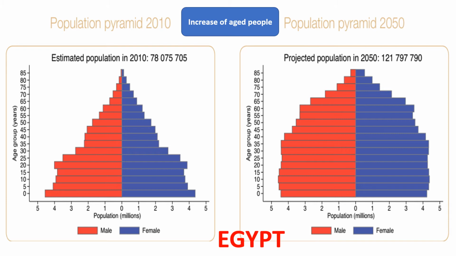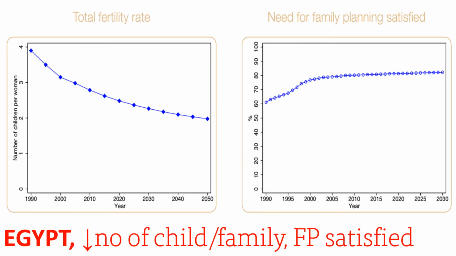This is the Egyptian population pyramid at 2010 and projected for 2050. It is projected that aged people will increase, as you see. This is the total fertility rate in Egypt. You see it is decreasing, and need for family planning increases, then has a plateau. This means that the number of children per family decreased and family planning health services are satisfied.